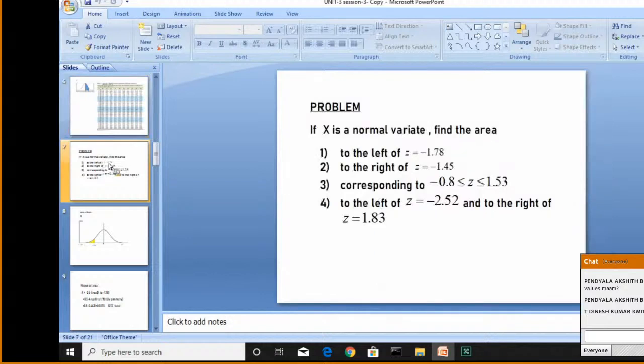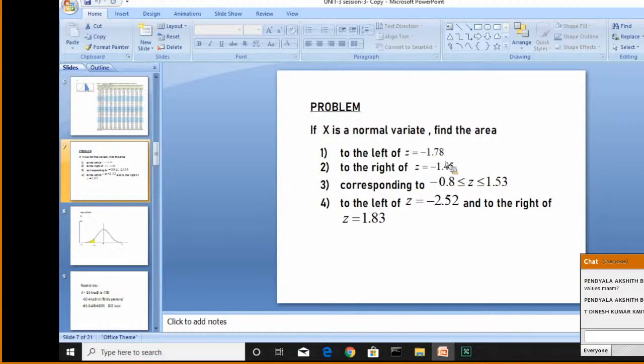All of you keep your table ready. That means the normal distribution table, not your study table. If x is a normal variate, find the area to the left of z equal to minus 1.78. X is a normal variate. Find the area. Area under the normal curve is 1, I have told you. Now they are asking to find the area to the left of z equal to minus 1.78.